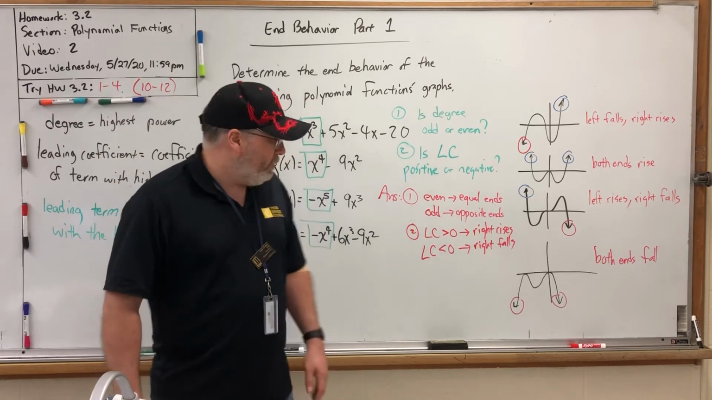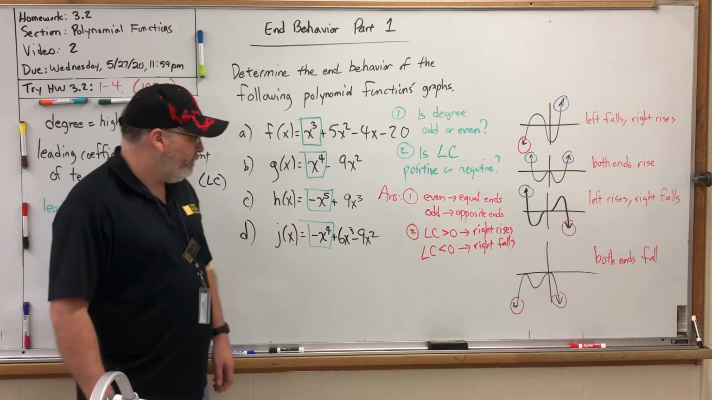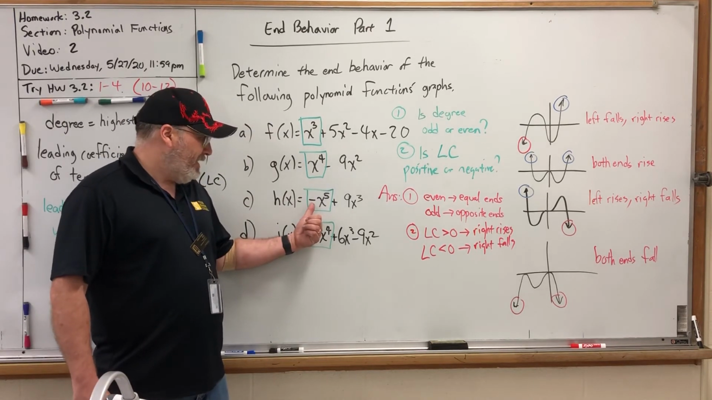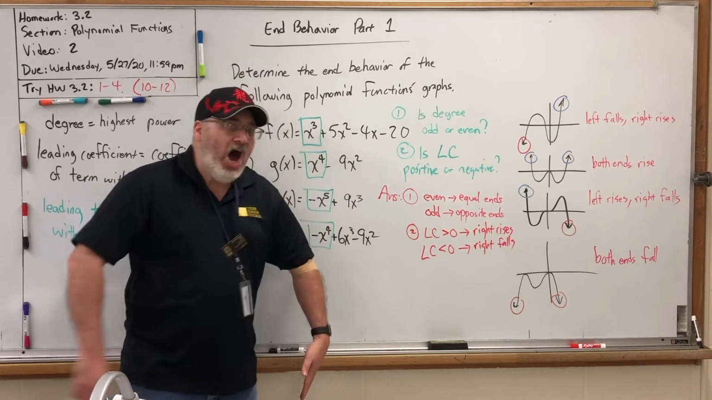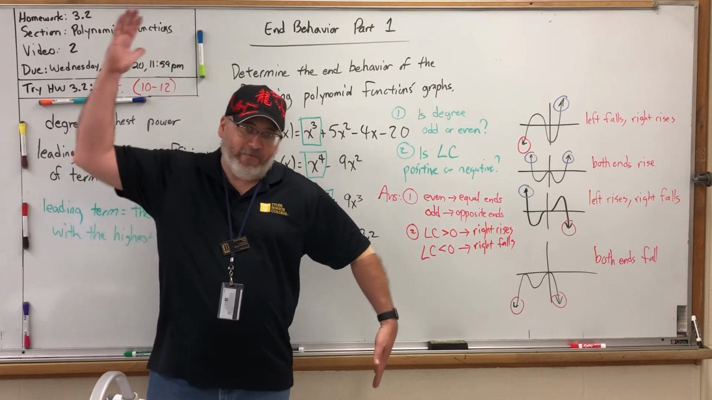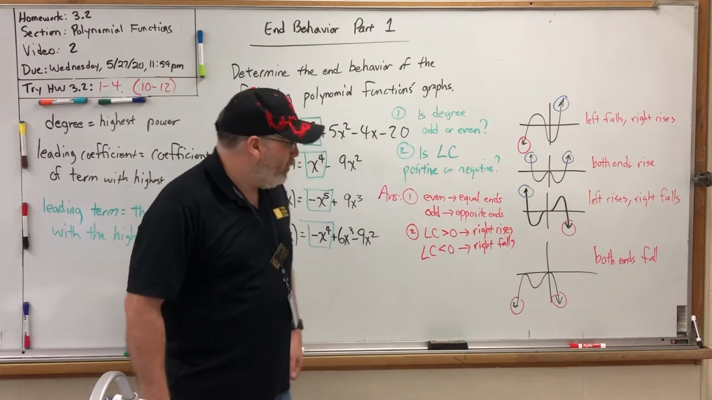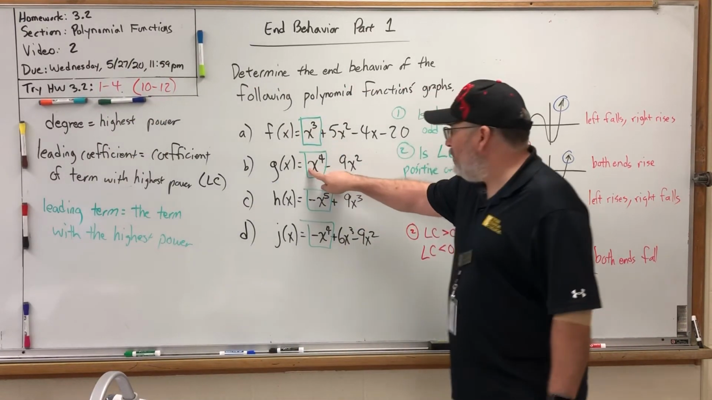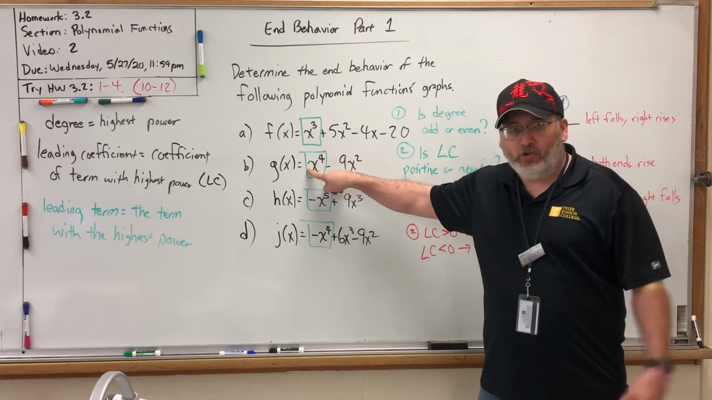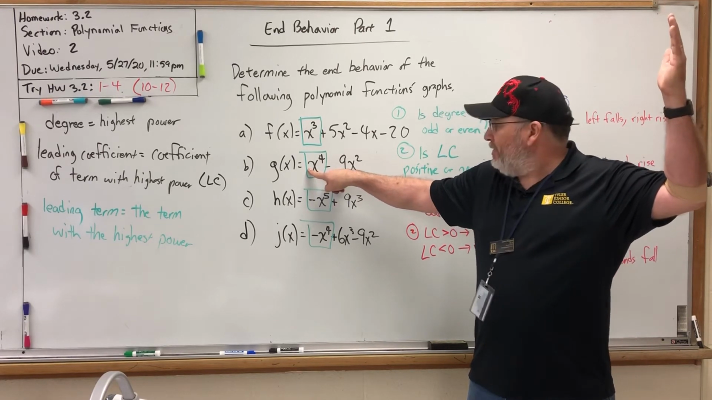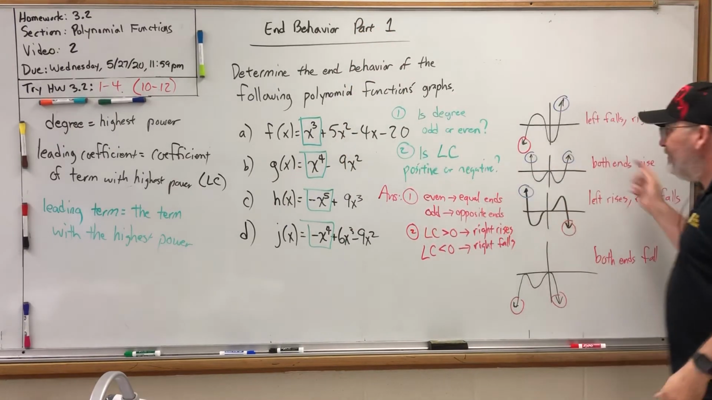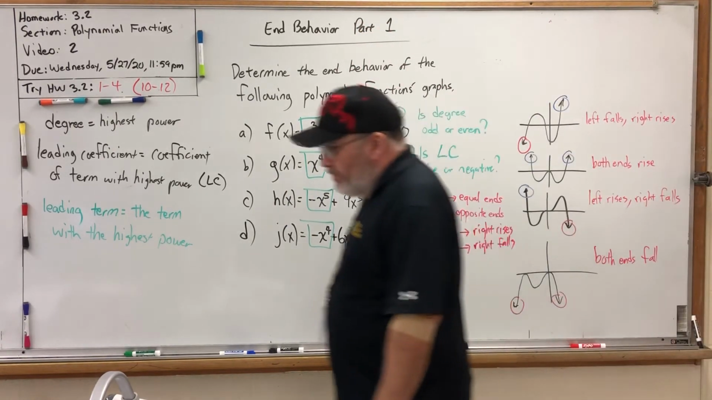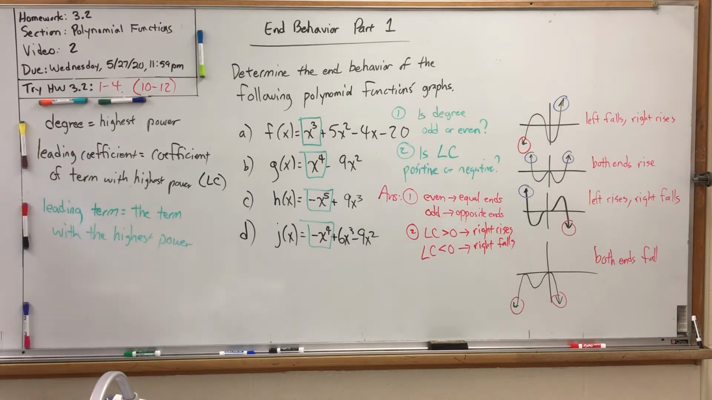So for example, if we were analyzing this one, we would say, because the leading coefficient is negative, the right falls. Because the degree is odd, the ends are opposite, so the left must rise. And it does. Or, if the leading coefficient were positive, that would mean that the right rises. And because the degree is even, that means that the ends are equal. Both ends rise.